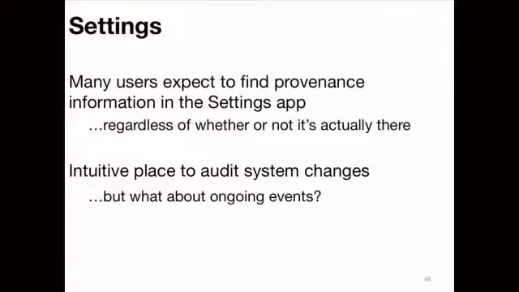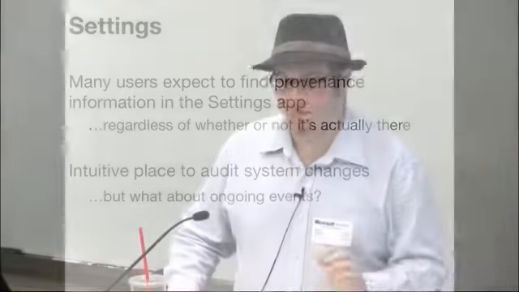Another 13% said that they check app reviews, and while this is probably the most viable strategy of the ones listed, it's not a guaranteed solution either. And so what we found from this is users generally expect to find this provenance information within the settings app, regardless of whether or not it's actually there. So this might be a good place to have annotations to indicate what app most recently changed a certain setting.